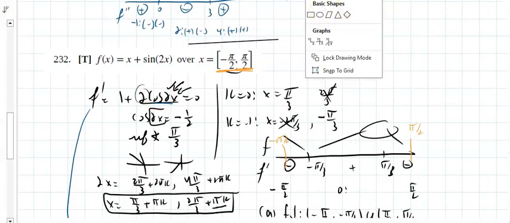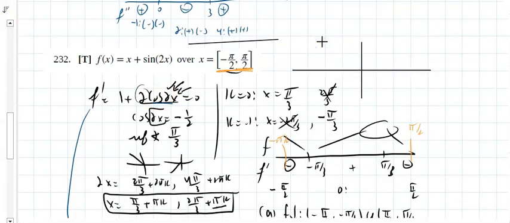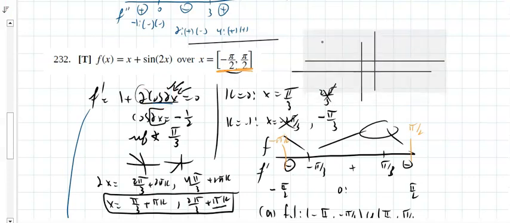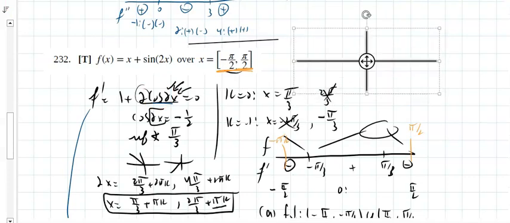Now, if you want to talk about the graph of this, well, we could tell at negative pi over 2, the sine of 2 times that is 0. So negative pi over 2 is negative 1.57. So roughly you're starting right there. And at pi over 2, that's going to be at 1.57, roughly up there. So what's happening between those?